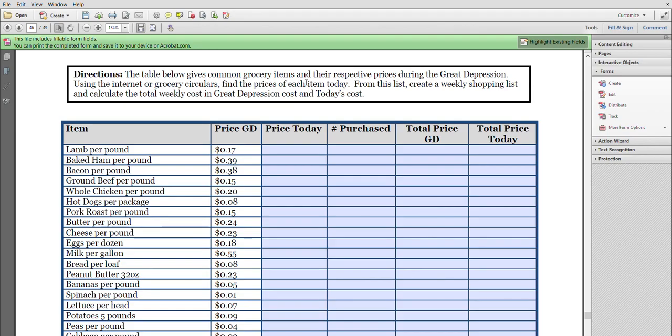Using those, find the prices of each item today. So you're going to go through this list and find the prices. Lamb per pound, baked ham per pound. You're going to put the prices here.